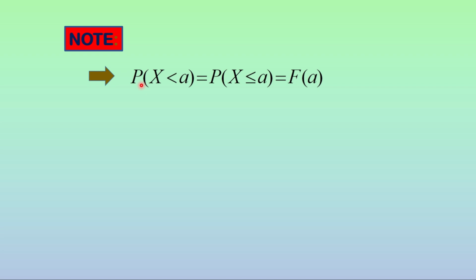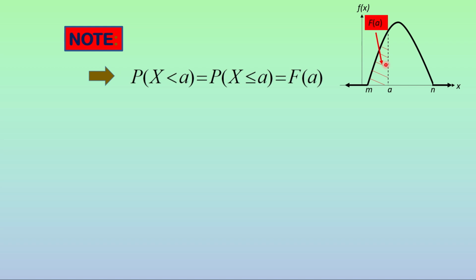Read the note below. The probability of random variable X less than a equals the probability of X less than or equal to a, which equals F(a). From the probability density curve, the shaded area on the left of a line at x equals a is F(a).